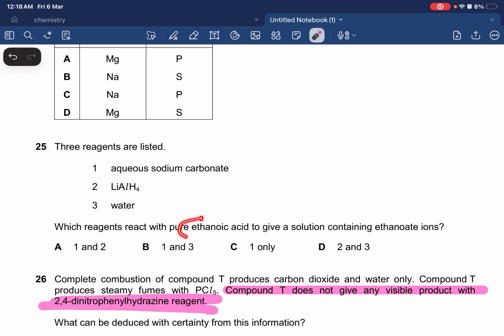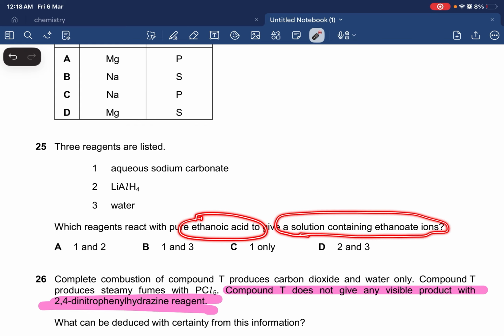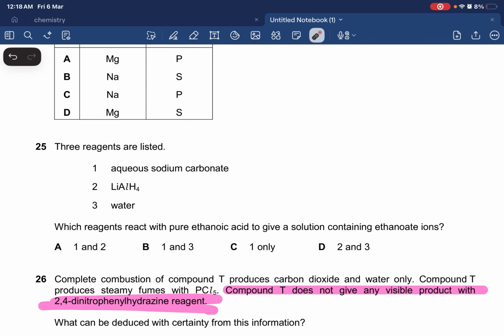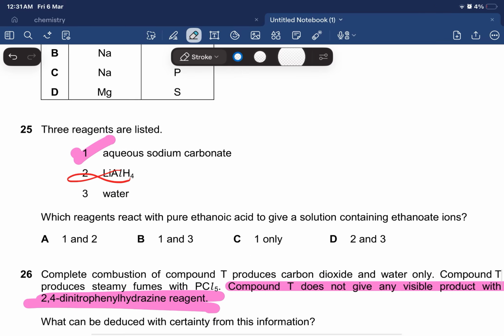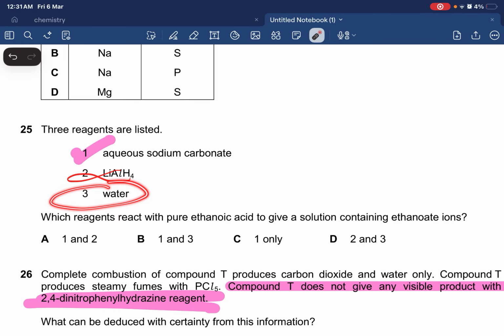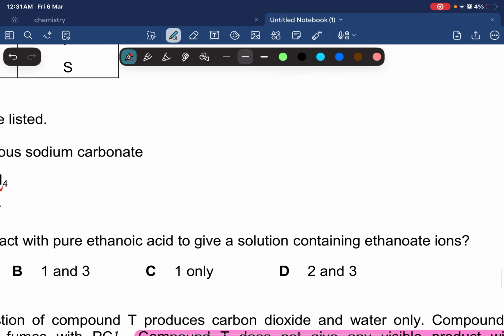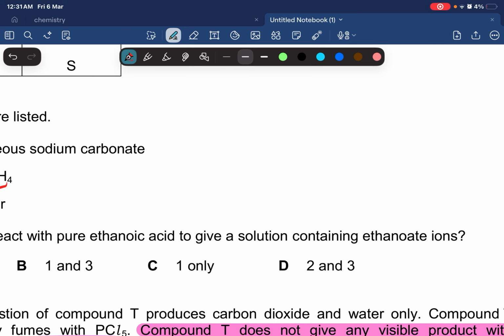Which reagents react with pure ethanoic acid to give a solution containing ethanoate ions? Sodium carbonate is going to react because it's going to produce sodium ethanoate. LiAlH4 is not going to react, because it's going to form an alcohol instead. With water, I'm going to tell you one thing that might shock you: ethanoic acid reacts with water, in which it acts as a proton donor and water acts as a proton acceptor. So we establish an equilibrium between them.